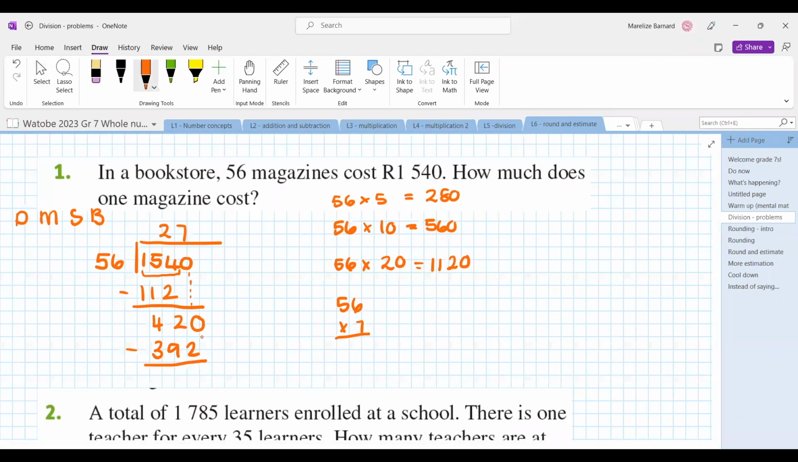Now we subtract, and what do we get? 420 minus 392 is going to be 28. So that's remainder 28. Okay.